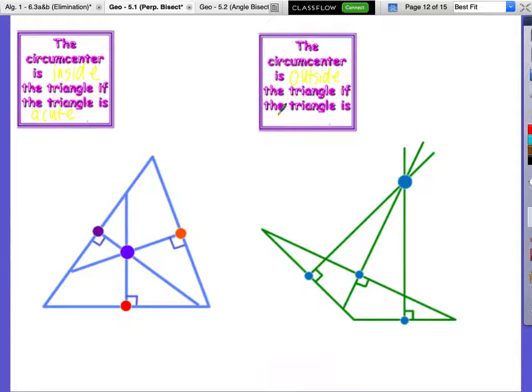if the triangle is, well, what kind of triangle is this? Obtuse, very good. It has that big angle, okay?